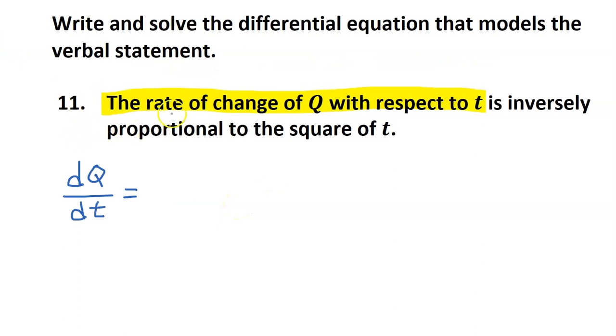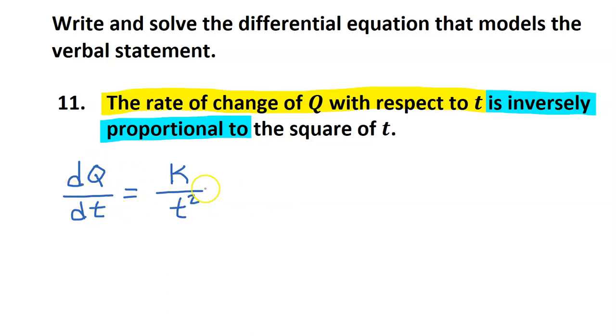Back to number 11. The rate of change of q with respect to t just means dq/dt. Is inversely proportional to means it's going to be k divided by whatever comes next. What comes next is the square of t, which is just t squared. This is a separable differential equation.